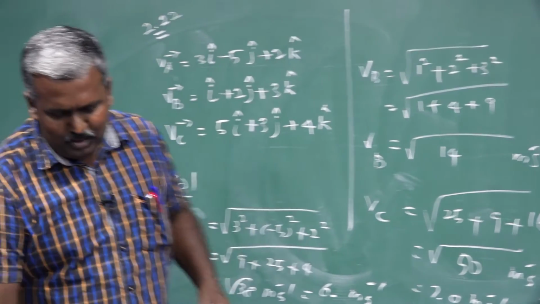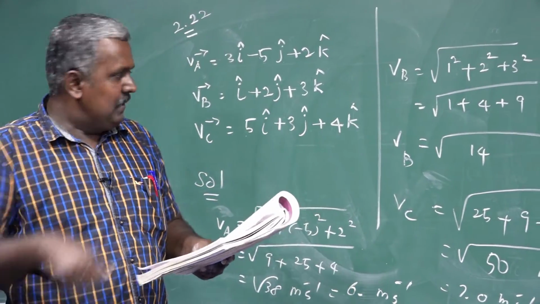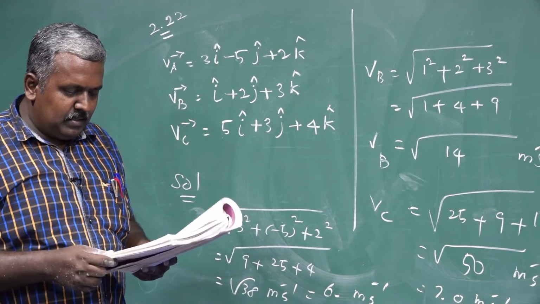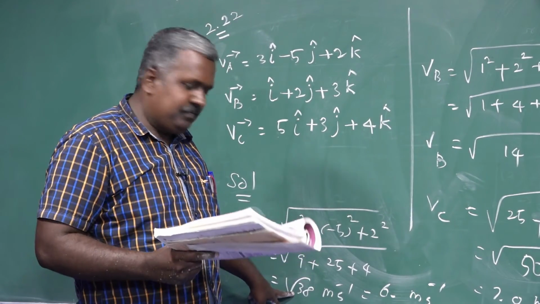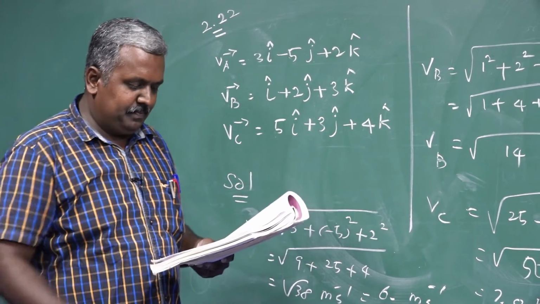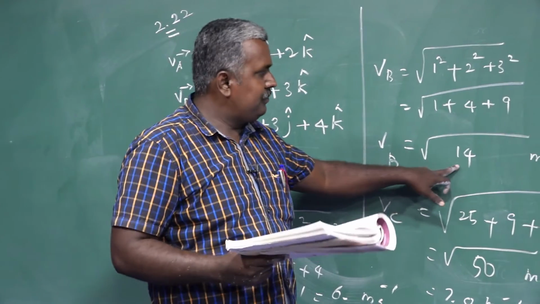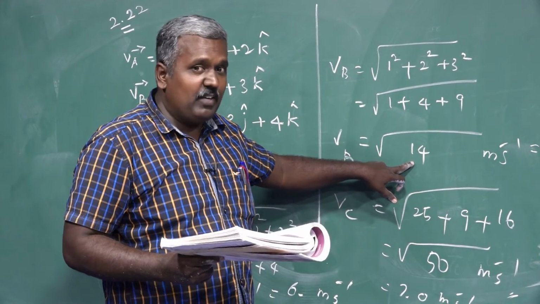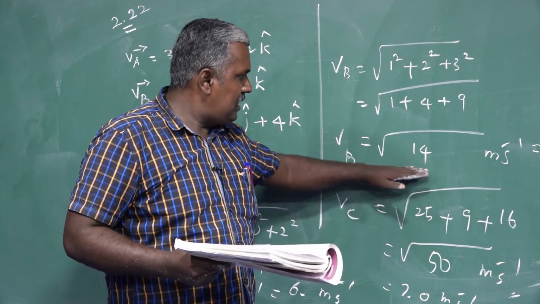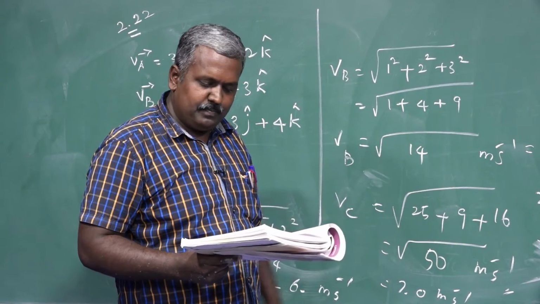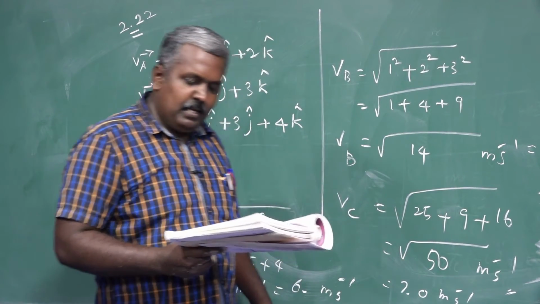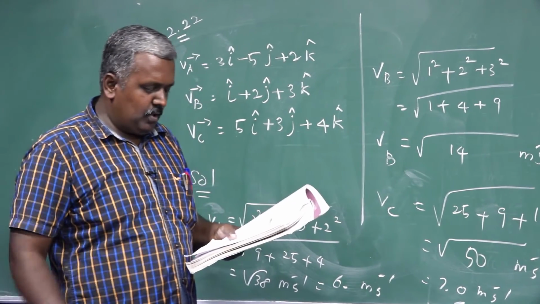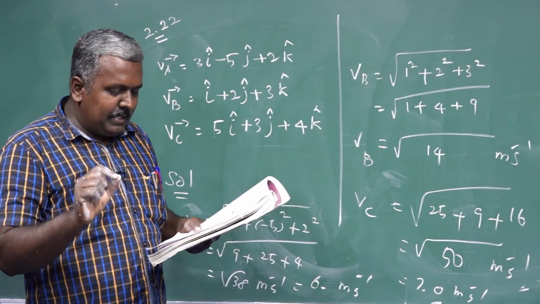Take the book, page number 67. Write the value nearest to this, 6.16 meter per second. And here 3.7 meter per second, not given in your textbook. Till this is enough, no problem, but you can write it. And for root of 50, 7.07 meter per second. Quick. Underline that particle C has the greatest speed.